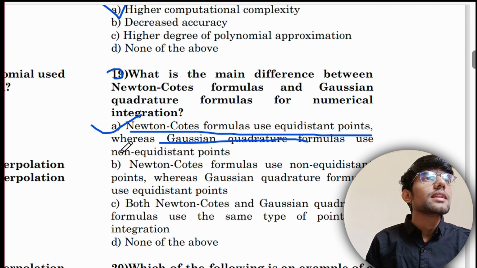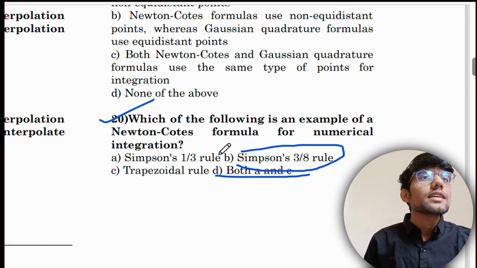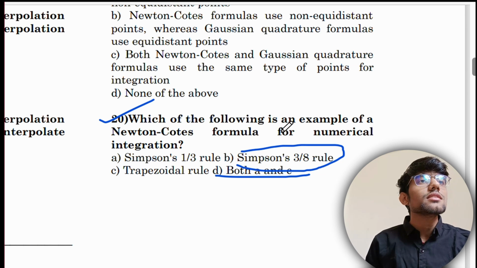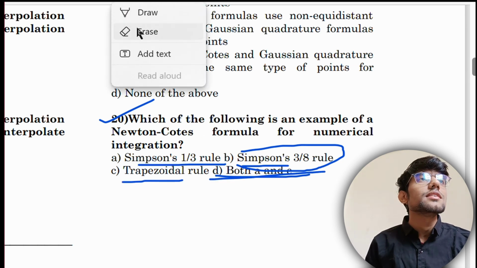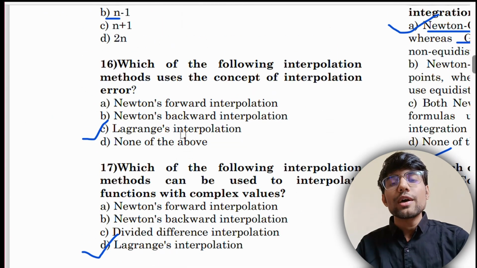Now coming towards the last question of this video, which of the following is an example of a Newton-Cotes formula for numerical integration? It is both A and C. So this is the end of the video. Thank you very much.